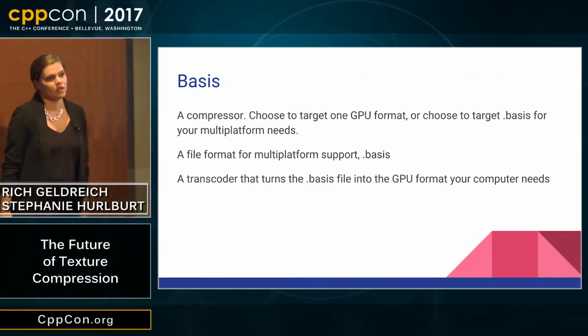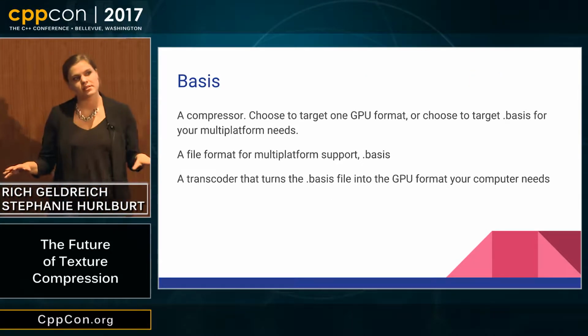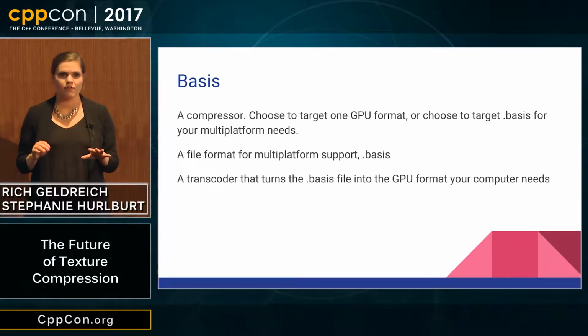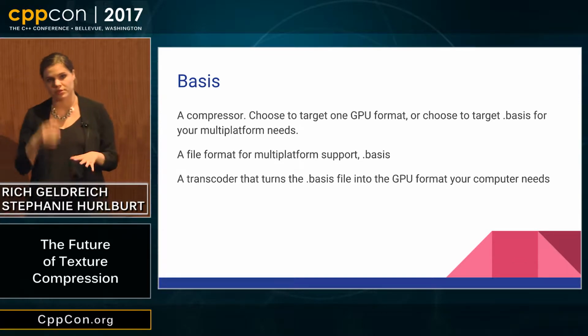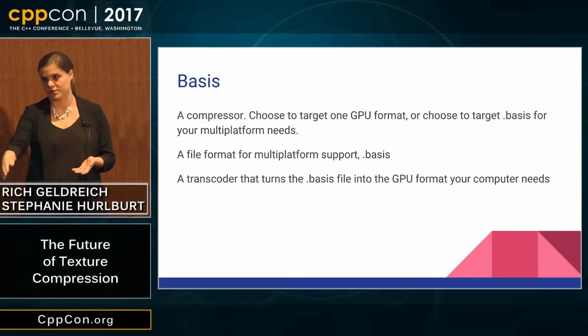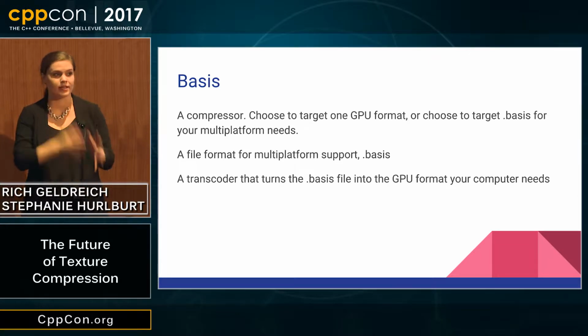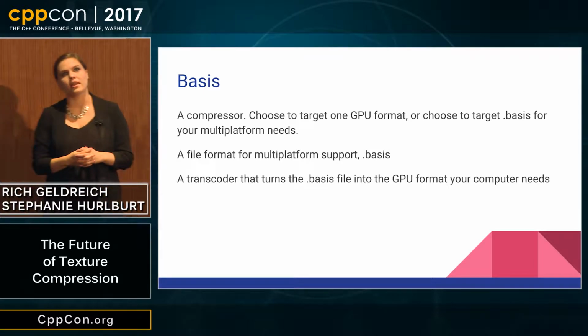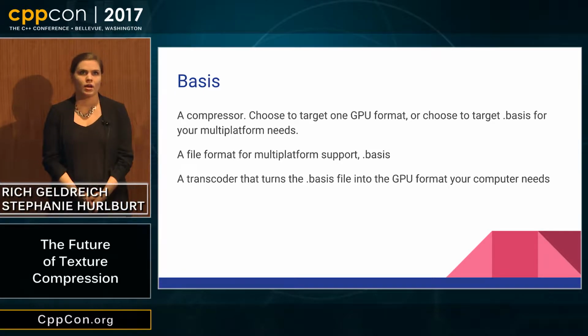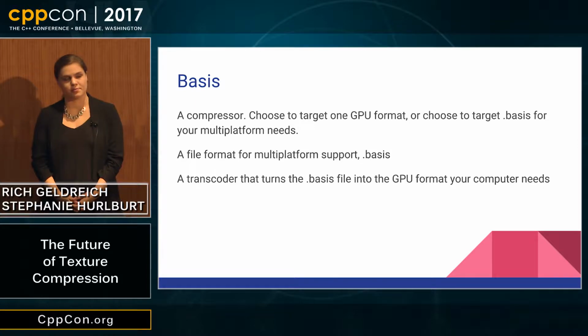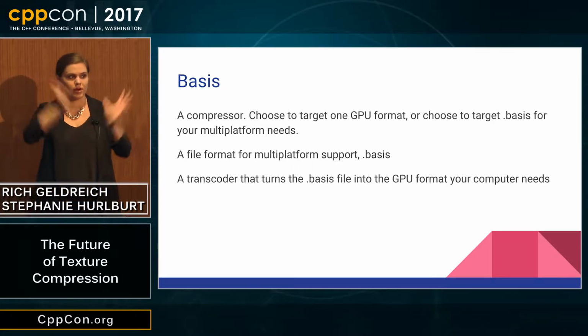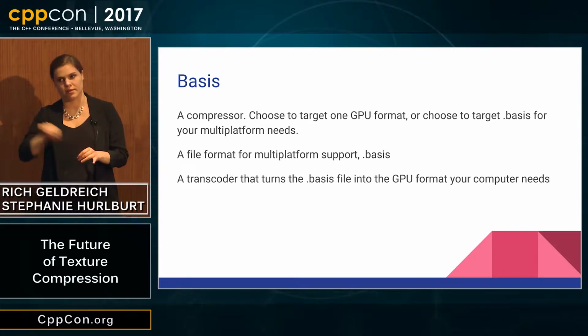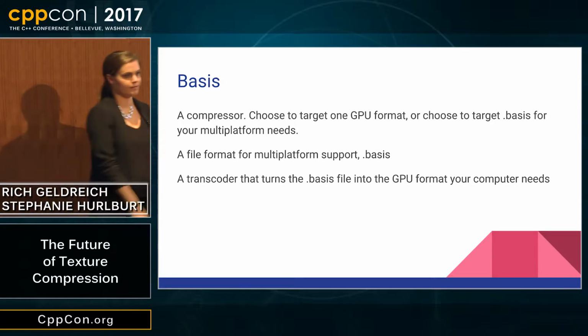So there's 3 parts. There's the encoder. If you only care about one GPU format, which is true of a lot of games, we can target just that one GPU format and you add lossless compression to it and it sticks right into existing pipelines. But if you are, say, a web application and you need it to be multi-platform, we have a multi-platform solution. We created our own file format, .basis. You compress to that, and then at runtime, you transcode to the format you need.